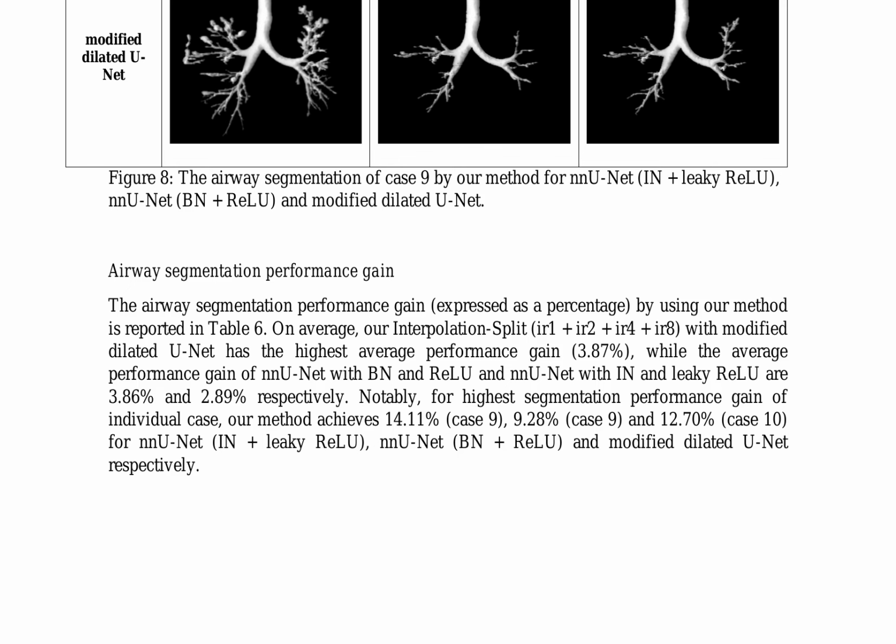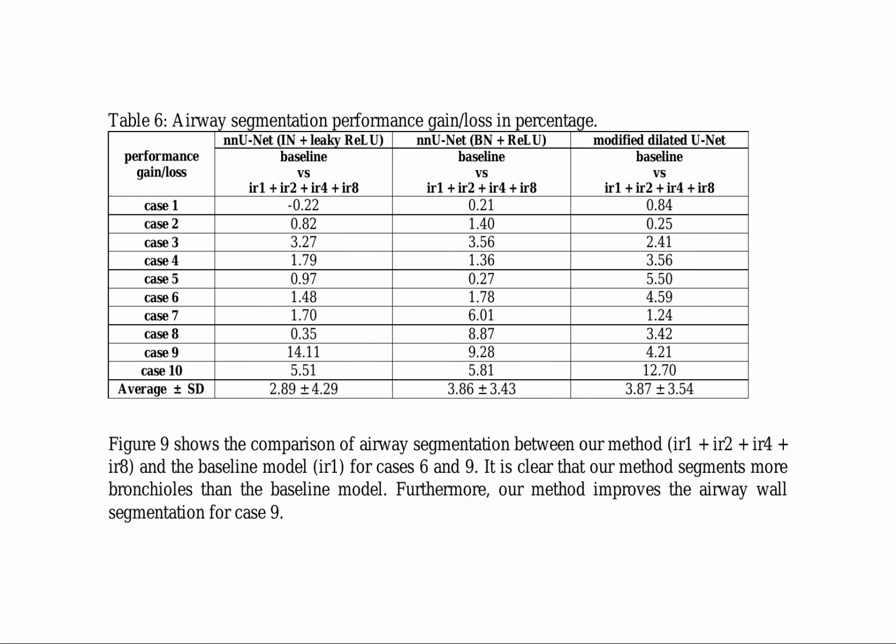Notably, the highest segmentation performance gains for individual cases are 14.11% for nnU-Net with instance normalization and leaky ReLU, 9.28% for nnU-Net with batch normalization and ReLU, and 12.70% for the modified dilated U-Net, all achieved using the interpolation-split method. These results demonstrate the effectiveness of the proposed method in improving airway segmentation performance across different neural network architectures.